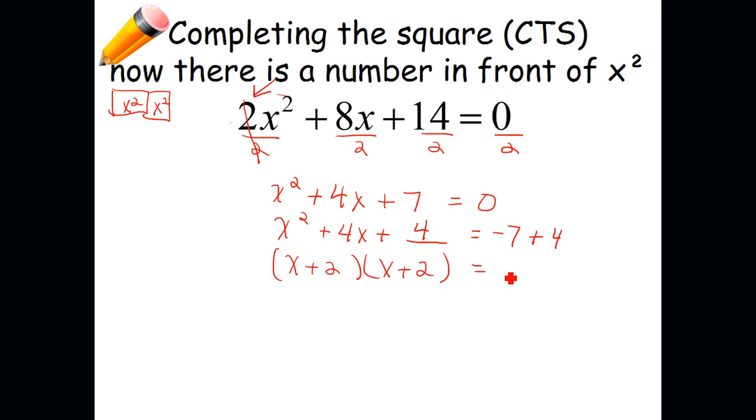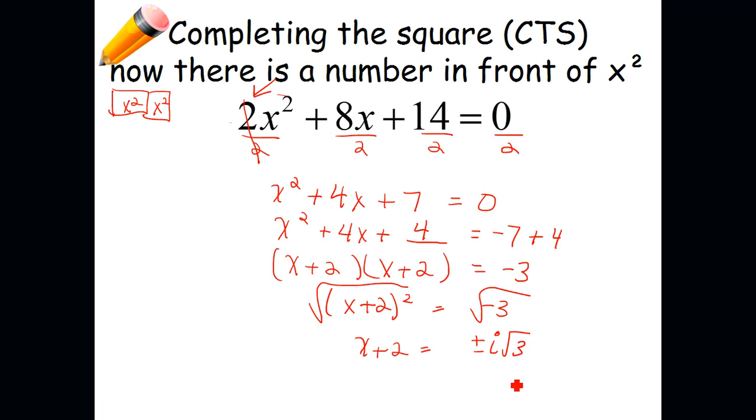And here on this side, I have negative 3. So this is x plus 2 squared. Here I have Mr. Negative 3. And now I square root, x plus 2 plus or minus. Ladies and gents, I have a negative inside a square root, so I'm going to have an i as part of my answer and leave the square root of 3 as it is because it doesn't square root nicely and it can't be broken apart. So now I'm going to subtract the 2, and I have x equals negative 2 plus or minus i square root of 3. There we go. That's a beautiful answer for our third example there.